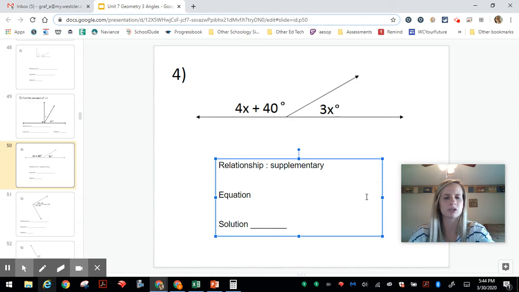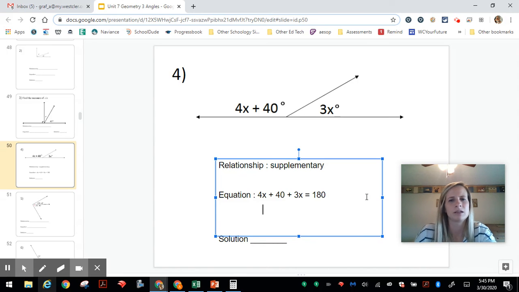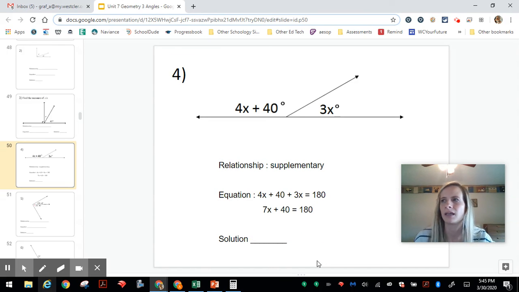Okay, so that equation should be 4x plus 40 plus 3x equals 180. Now, that equation can be simplified. So I have 4x and I have 3x. We know they go together. So I should have 7x plus 40 equals 180. Go ahead and see if you can solve for x. Pause the video right now.